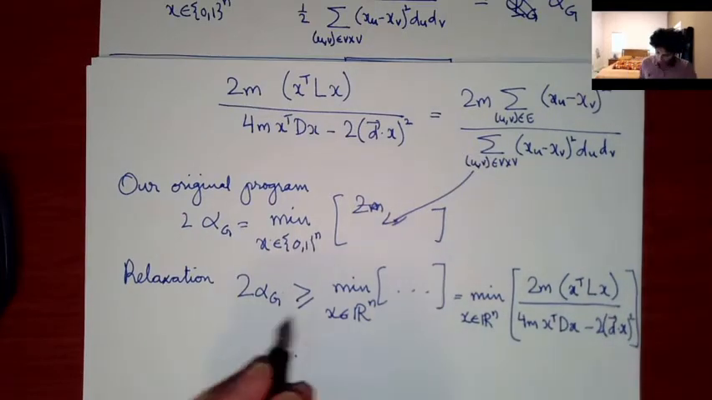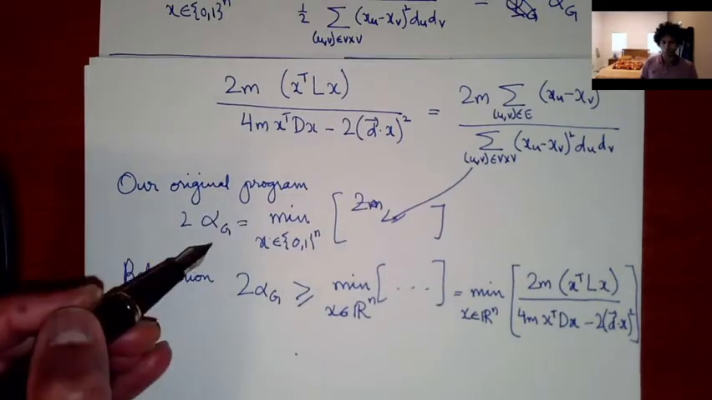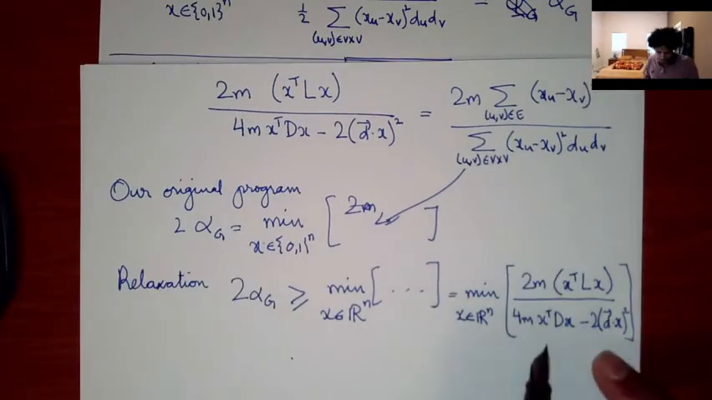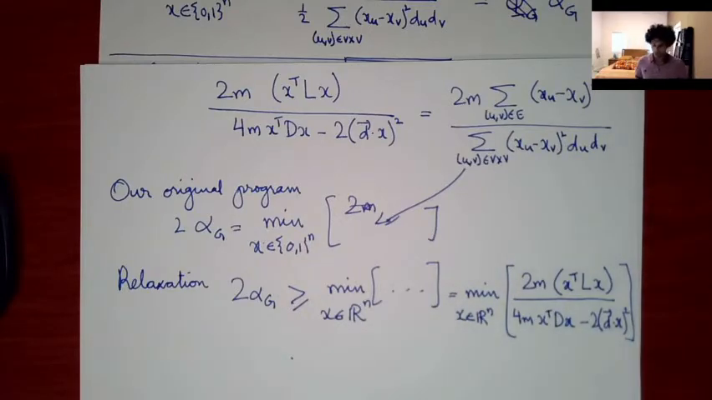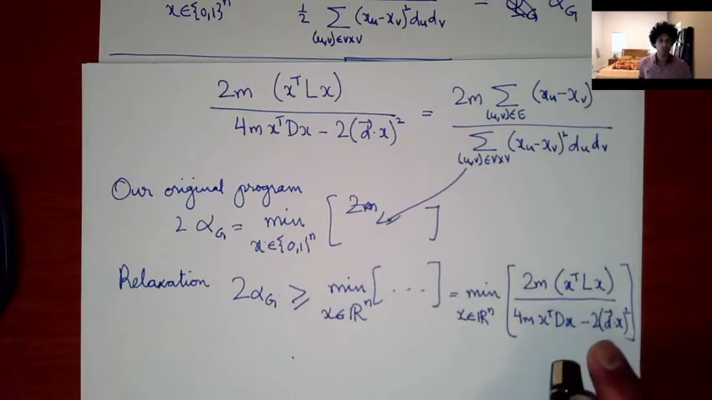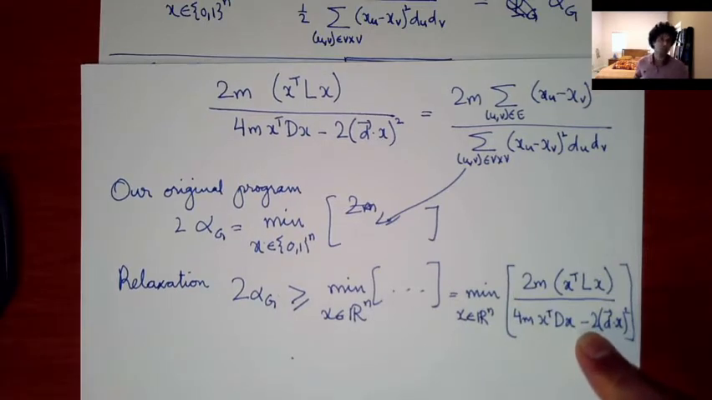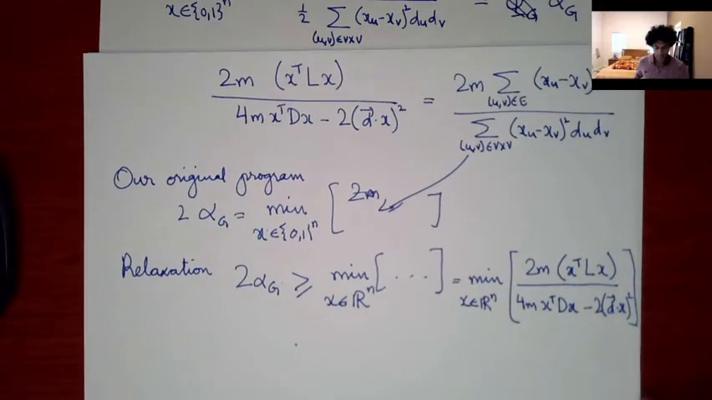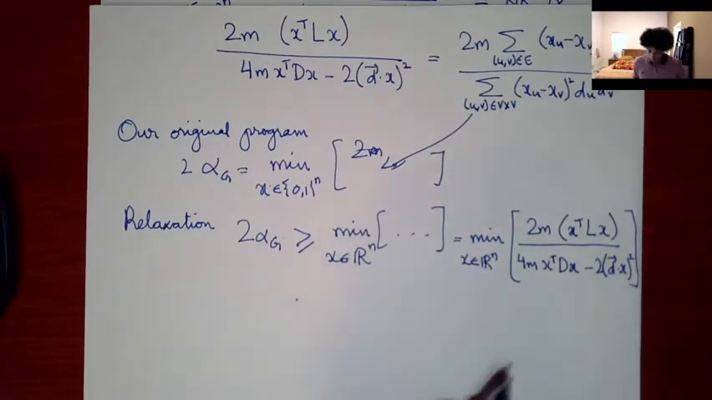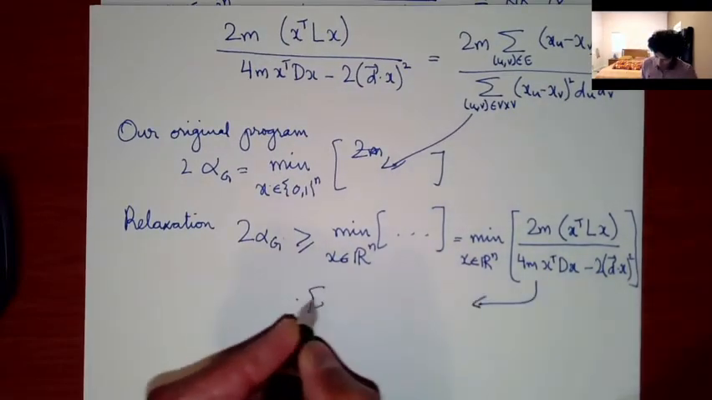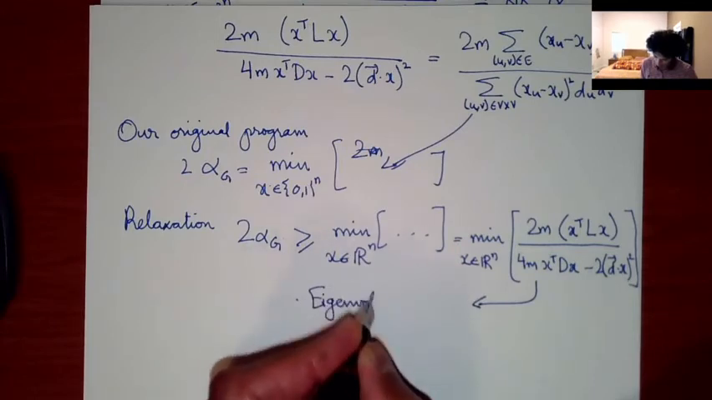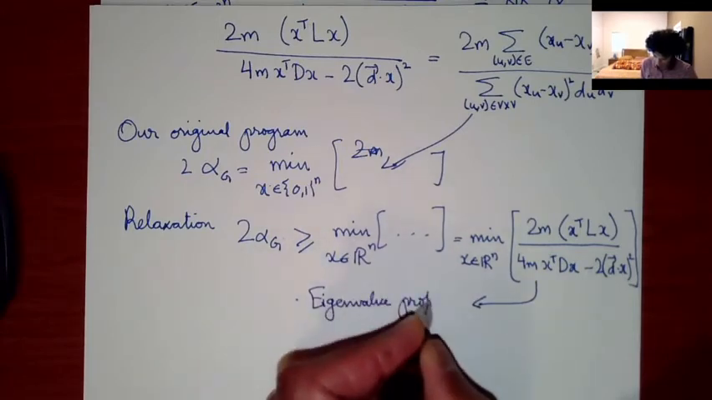Okay, so this is the relaxation. This was the program, this is the relaxation. Now you might say, this is such a strange thing. How do you know you can even compute this? For linear programs, we were able to compute the relaxation. What I'm going to show you is that this here is an eigenvalue problem in disguise, and eigenvalues can be computed efficiently. Now this is not obvious, but this is going to be an eigenvalue problem in disguise.